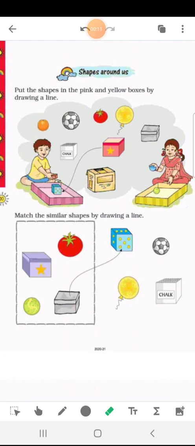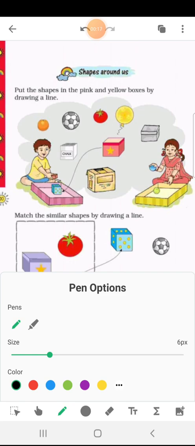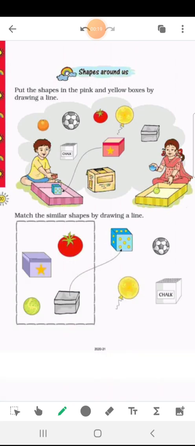Today we shall learn the chapter Shapes Around Us. See students, we can see so many shapes around us. In our everyday life at your home also, if you look around you, you will see many things which have different shapes. Not only will we see the shapes, we should know the names of the shapes. Let us learn today the names of the shapes.